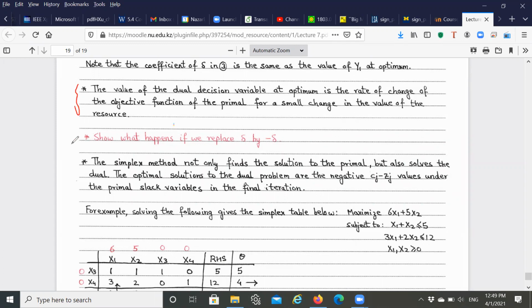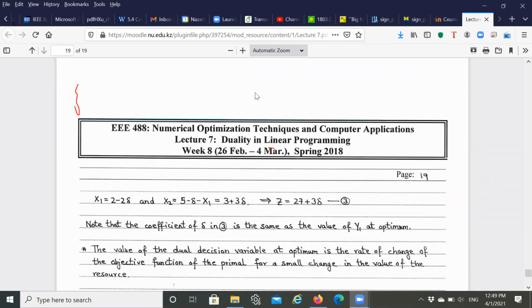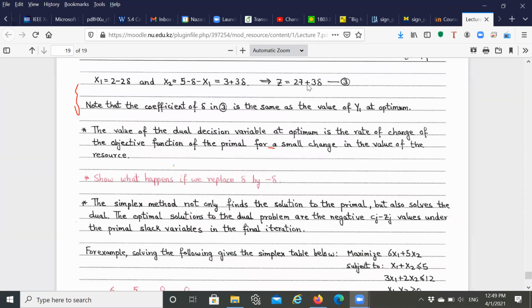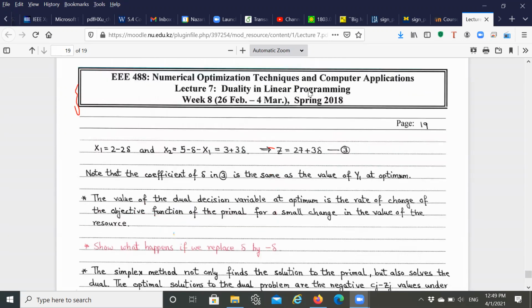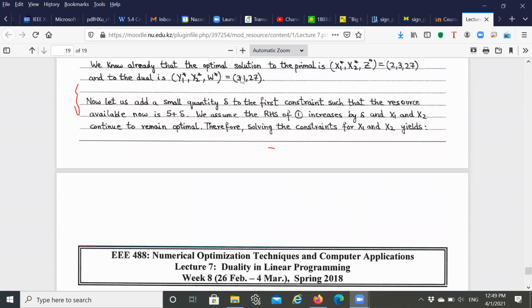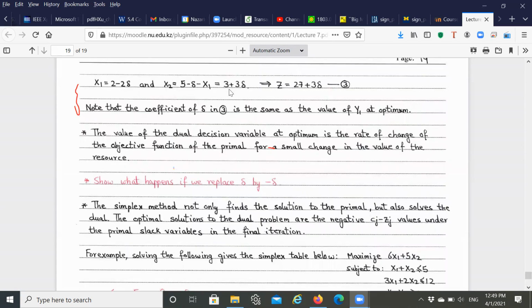Now, this question: what happens if you replace delta by minus delta? Again, you can try it at home. Just do minus delta and solve the constraints. You would see that the sign just changes. But this doesn't mean that your dual optimal solution will be -3. Please keep that in mind. Optimal solutions cannot be negative. They are non-negative. So either y1, y2 will be basic variables with some positive value, or they will be non-basic variables, which are equal to 0. Keep that in mind.